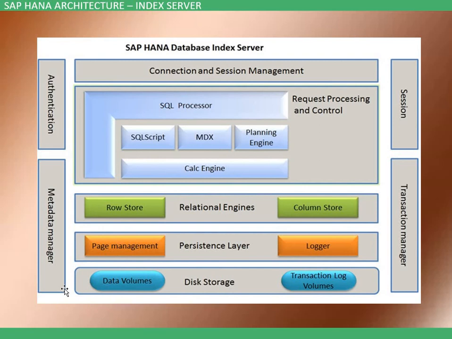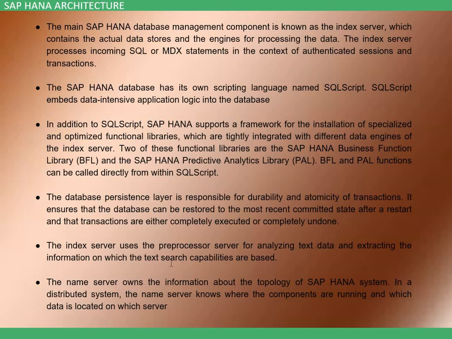So the index server is the main component of the SAP HANA system, which has data storage and processing engines. All the data stored in the SAP HANA system is managed and stored in the index server. The main SAP HANA database management component is known as the index server, which contains the actual data stores and the engines for processing the data. The index server processes incoming SQL or MDX statements in the context of authenticated sessions and transactions.